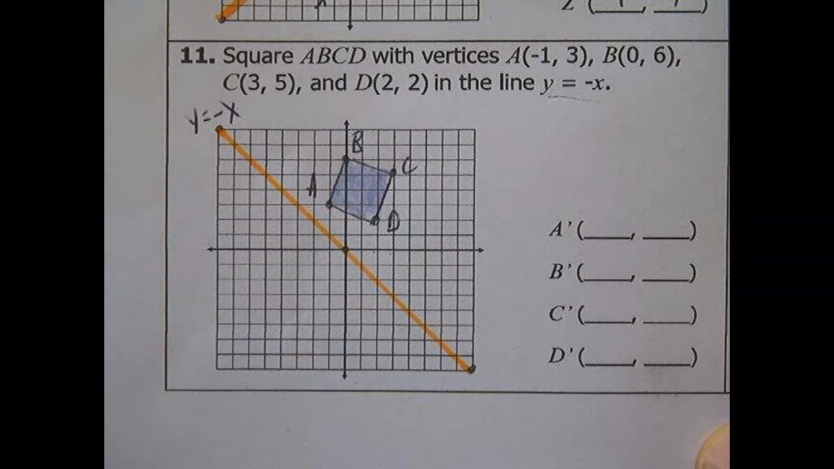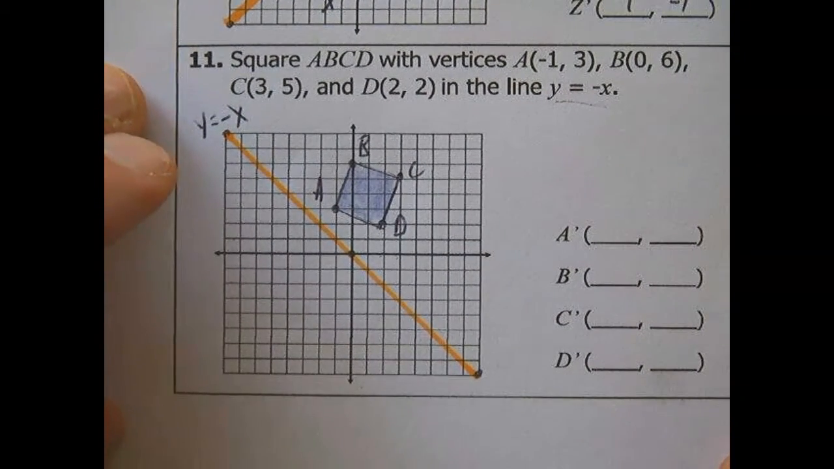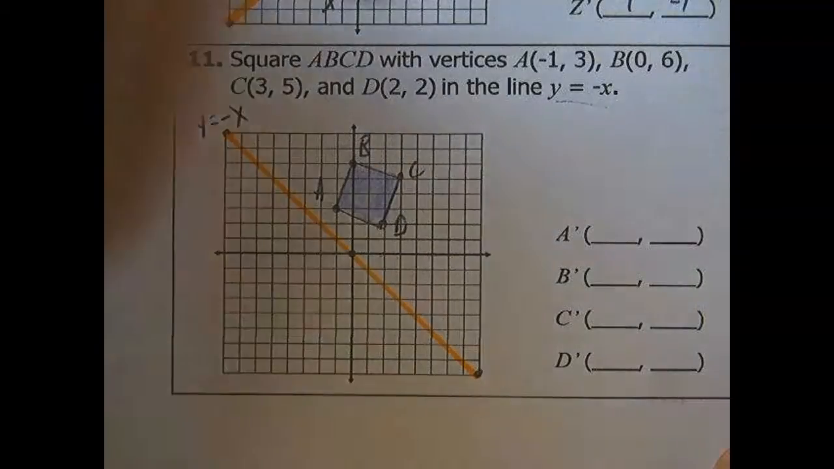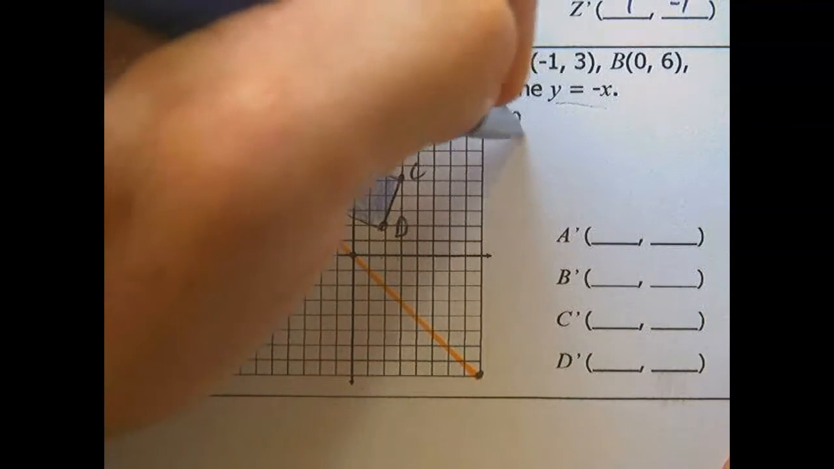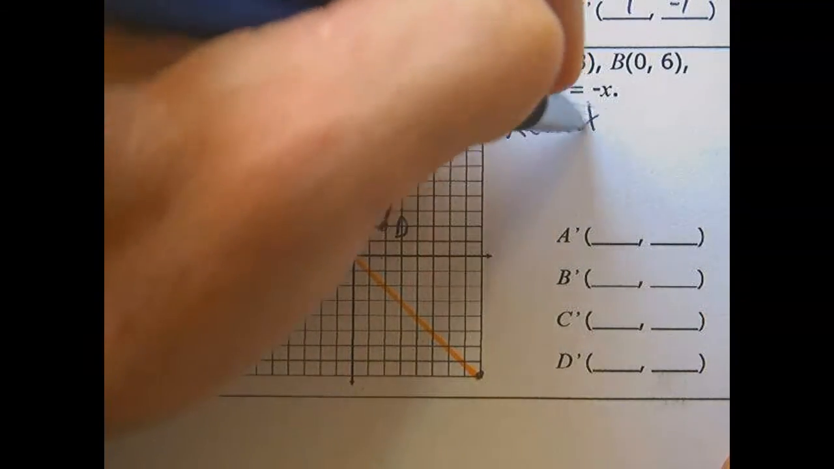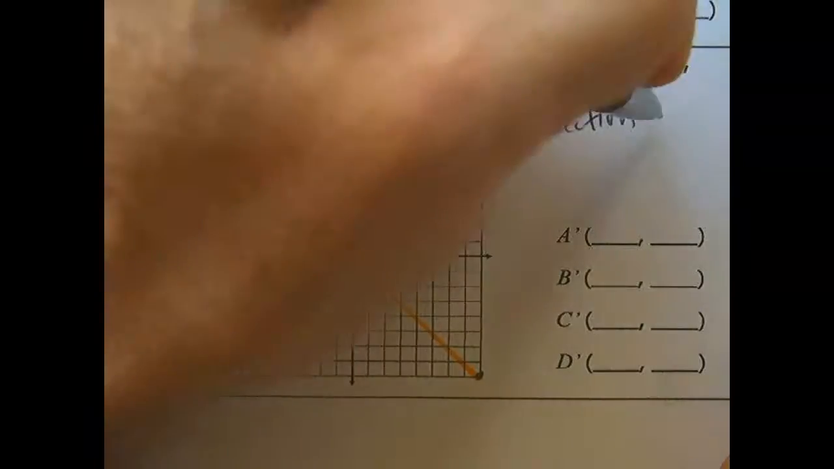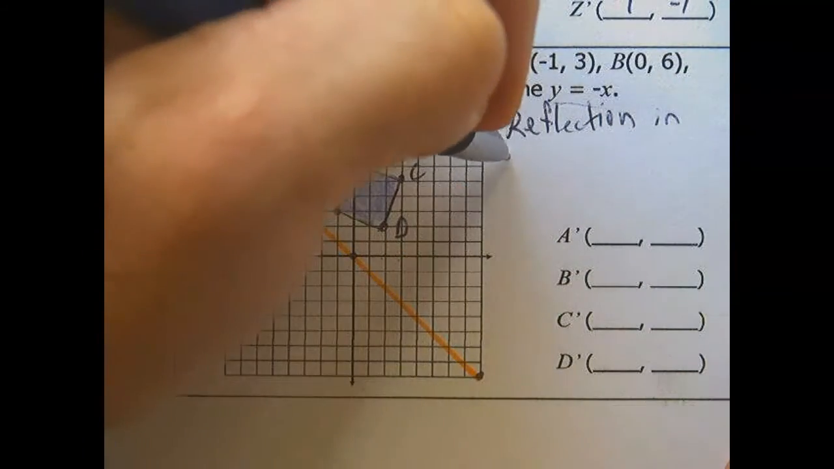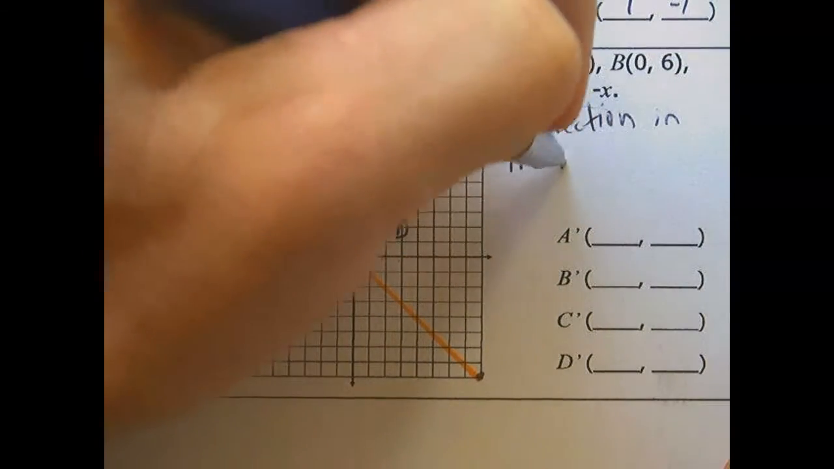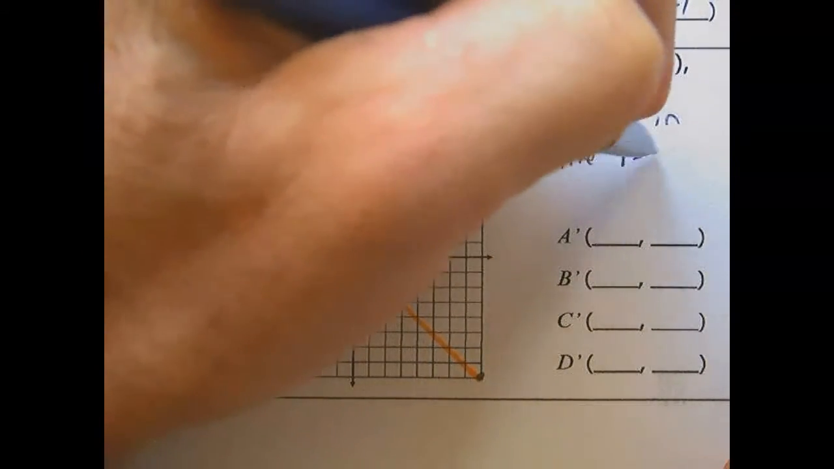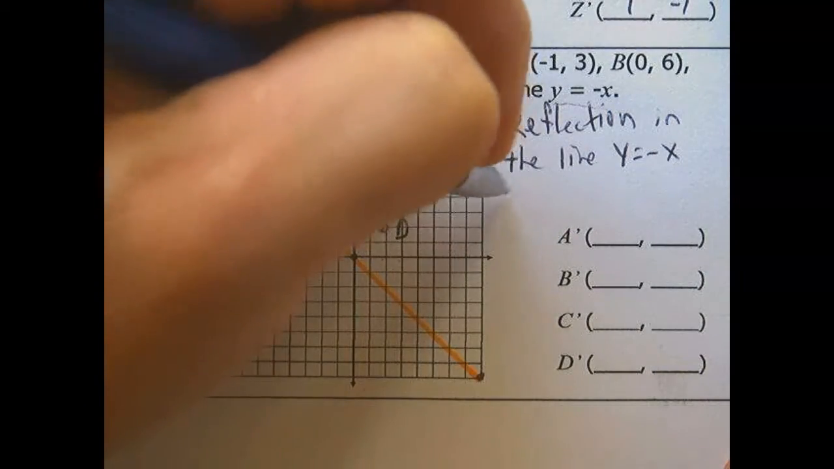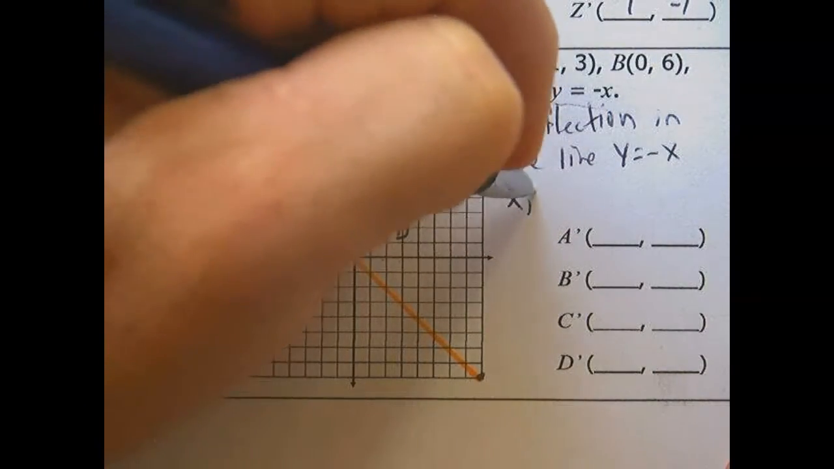Now, I'm going to say the points because I know the rule. This one's a little bit harder to see. So actually what I'm going to do is I'm going to write down the reflection rule first. So reflection in the line y equals negative x, y equals negative x, is going to be xy.